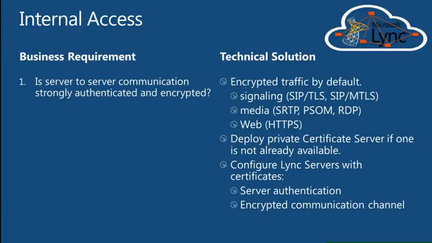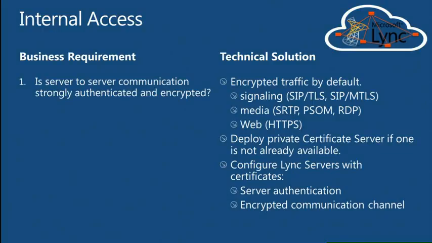The first one would be signaling, and that is encrypted. That's SIP. That's going to go over TLS when it's from client to server, and between server to server, it's going to be MTLS, which is what we call mutual TLS. The SIP traffic is encrypted, and it's over TCP. We don't use UDP for that reason.